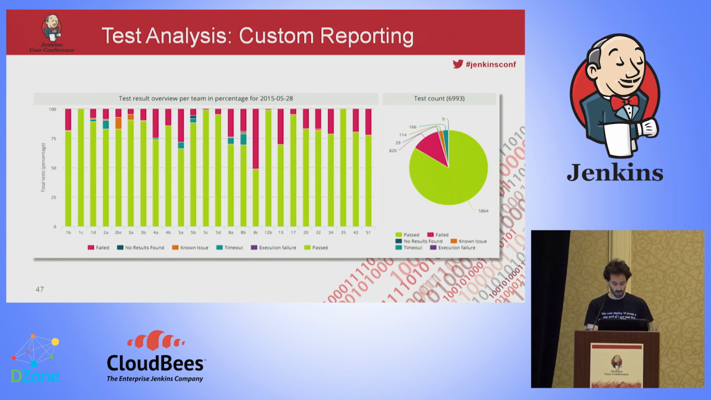You can also see that they label their results by different categories as well. So it's beyond pass-fail. They have known issue as a category that they've added, which is like, okay, it failed, but it's not such a big deal. Of course, if one team ends up with, like some of these teams here, 2BC and 3A, a lot of known issues, that's maybe a different issue that you might want to tackle.